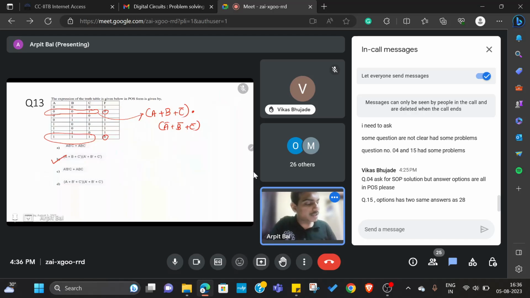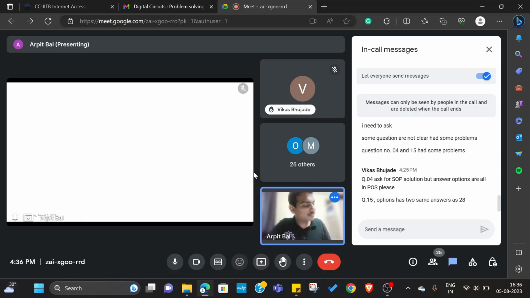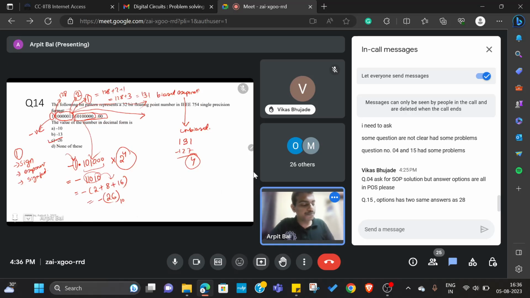Okay, so question number 13 was related to expression in product of sum format. So we just pick out those values where f is equal to 0. Okay, and then again we represent it in POS format as we discussed earlier, before these two questions. Okay, so the next one was question 14.